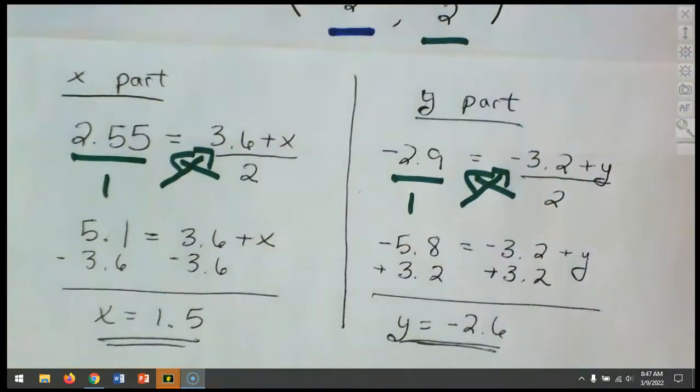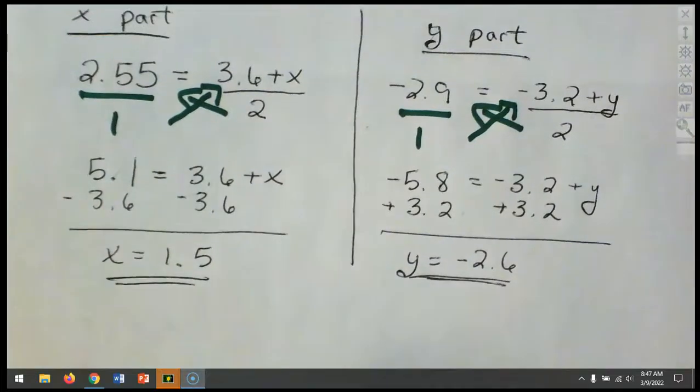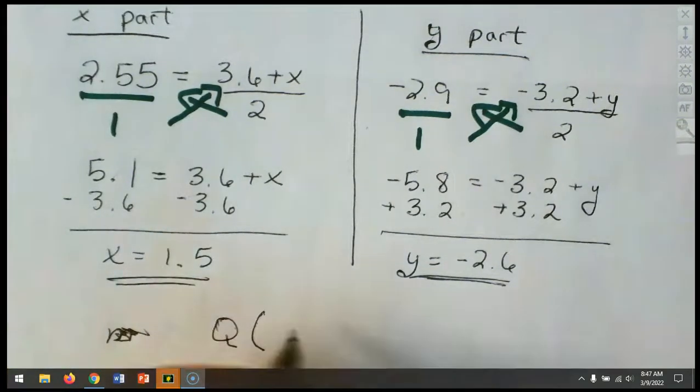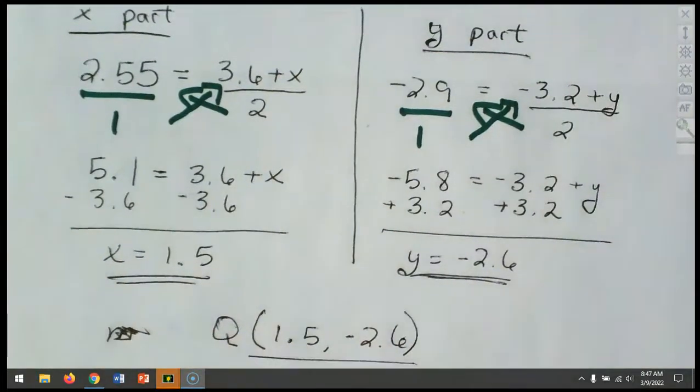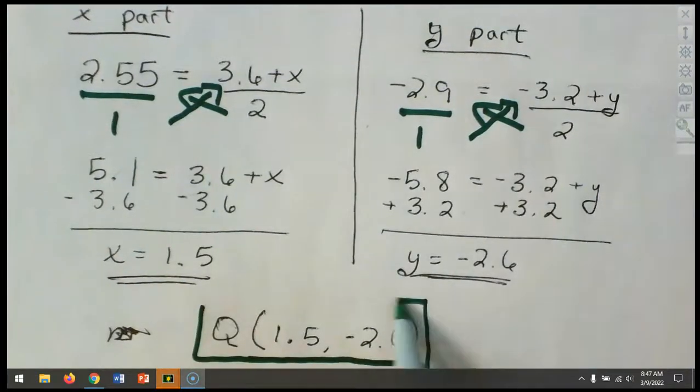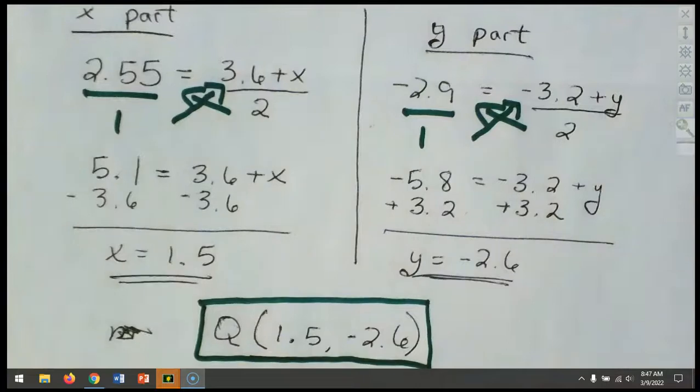We need to put our answer back together. So what's our midpoint? Or not our midpoint, our point Q. Because that's what we're trying to find. We're trying to find Q. Q is then 1.5, comma, minus 2.6. So that's going to be your answer as an ordered pair.